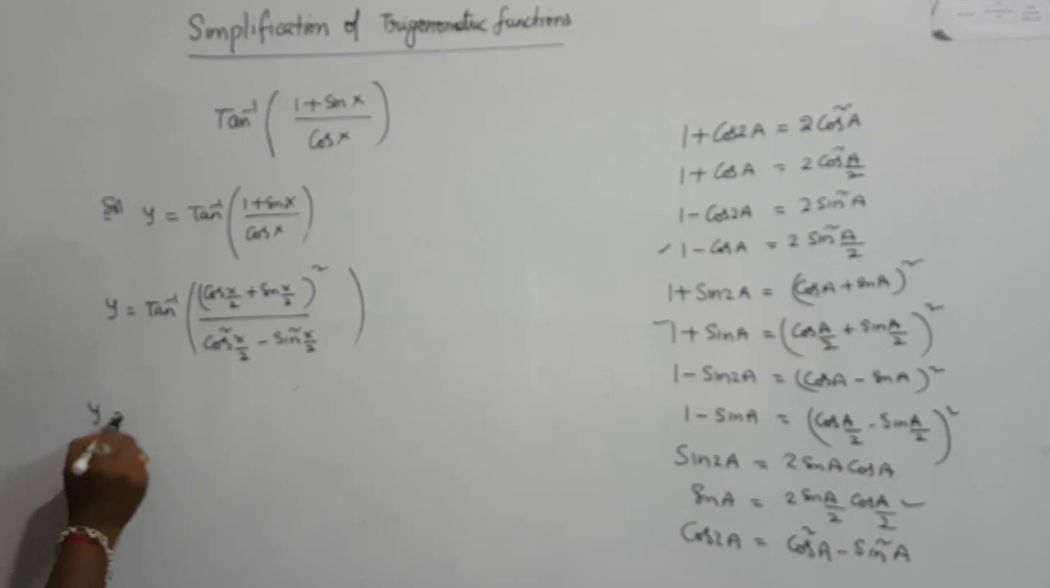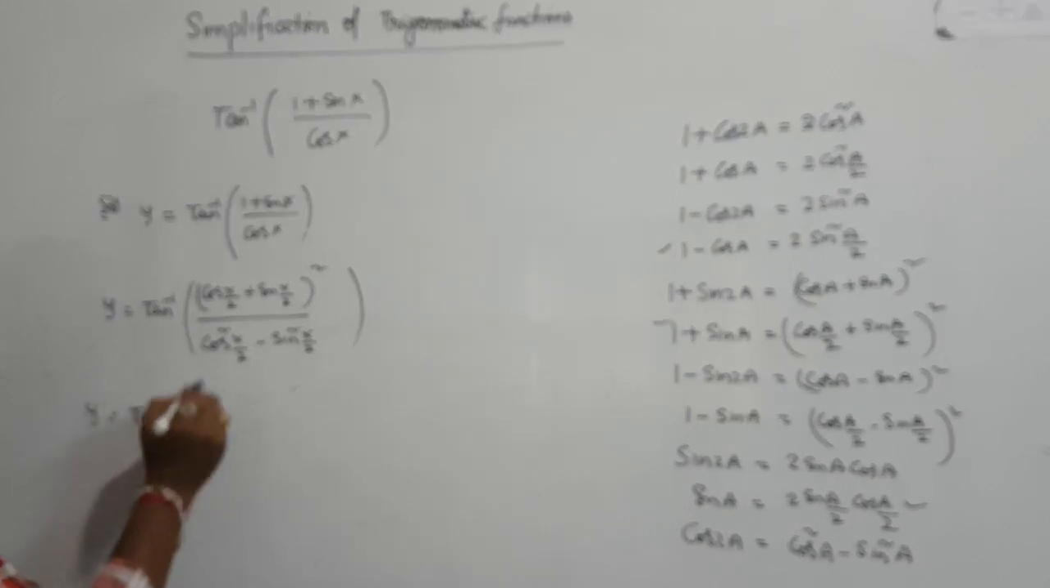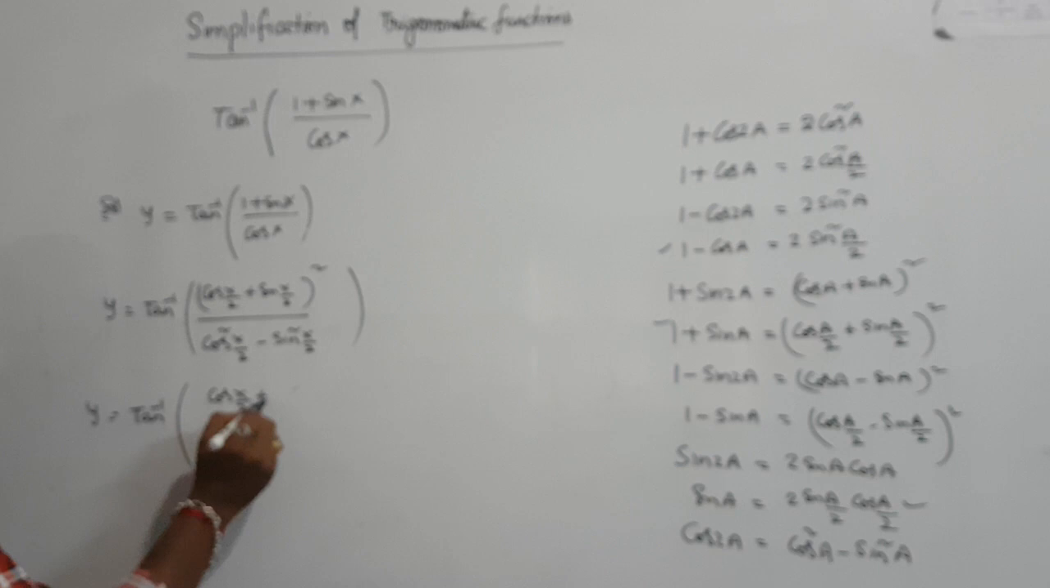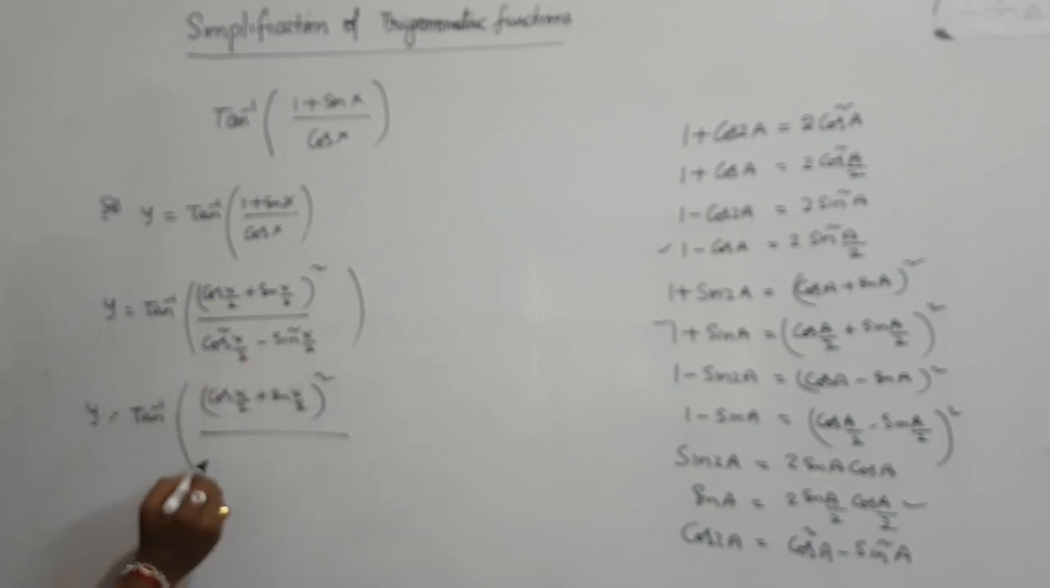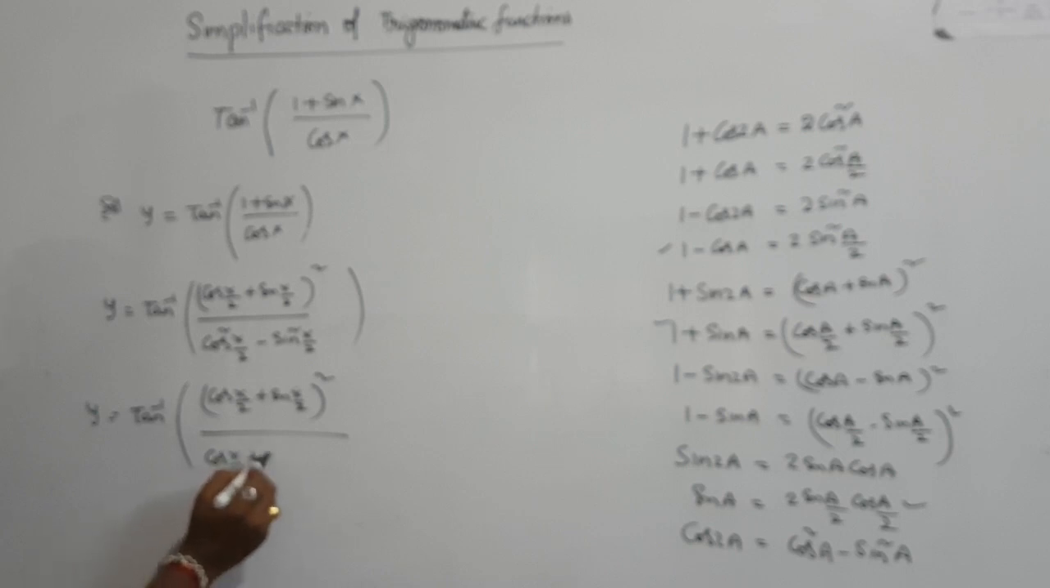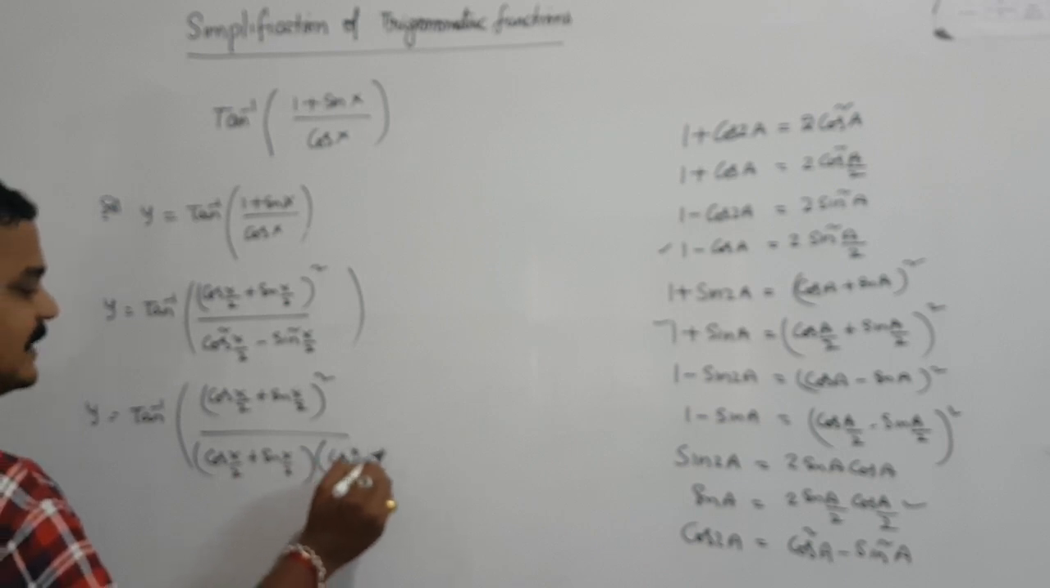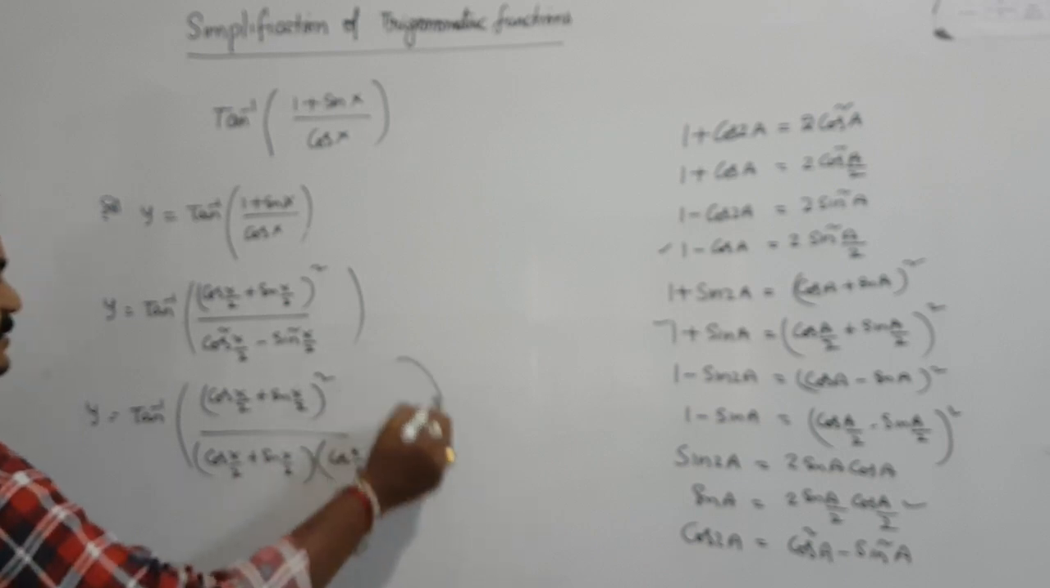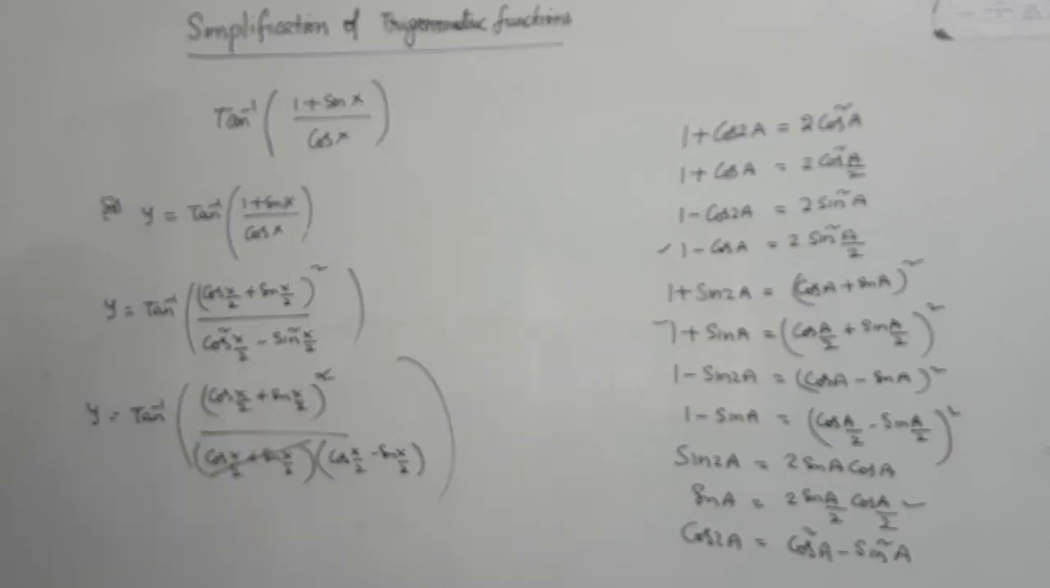So y is equal to tan inverse of cos x by 2 plus sin x by 2, whole square, divided by a square minus b square, which means a plus b into a minus b. So what happens is that the square cancels. Finally you get y is equal to tan inverse of cos x by 2 plus sin x by 2 divided by cos x by 2 minus sin x by 2.